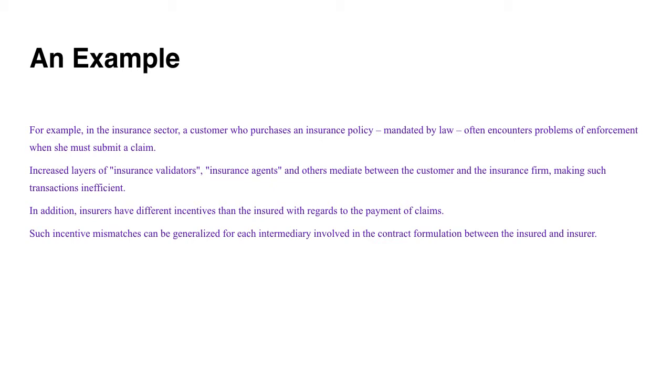In addition, insurers also have different incentives than the insured people with regards to payments of claims. Such incentive mismatches can be generalized for each intermediary involved in such a transaction whenever contracts are written between the insurance company and the individual that's being insured.